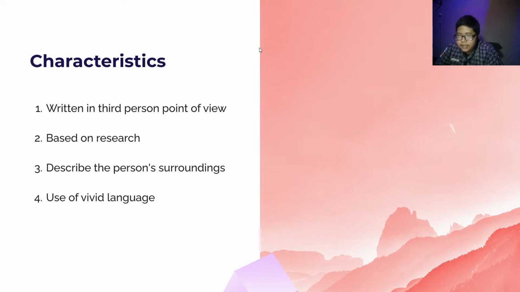Next, we have characteristics of biography text. The first is written in third-person point of view. Second is based on research. Third is describe the person's surroundings, which basically tells the reader when, where, and how these persons live. The fourth is use of vivid language to narrate the events.